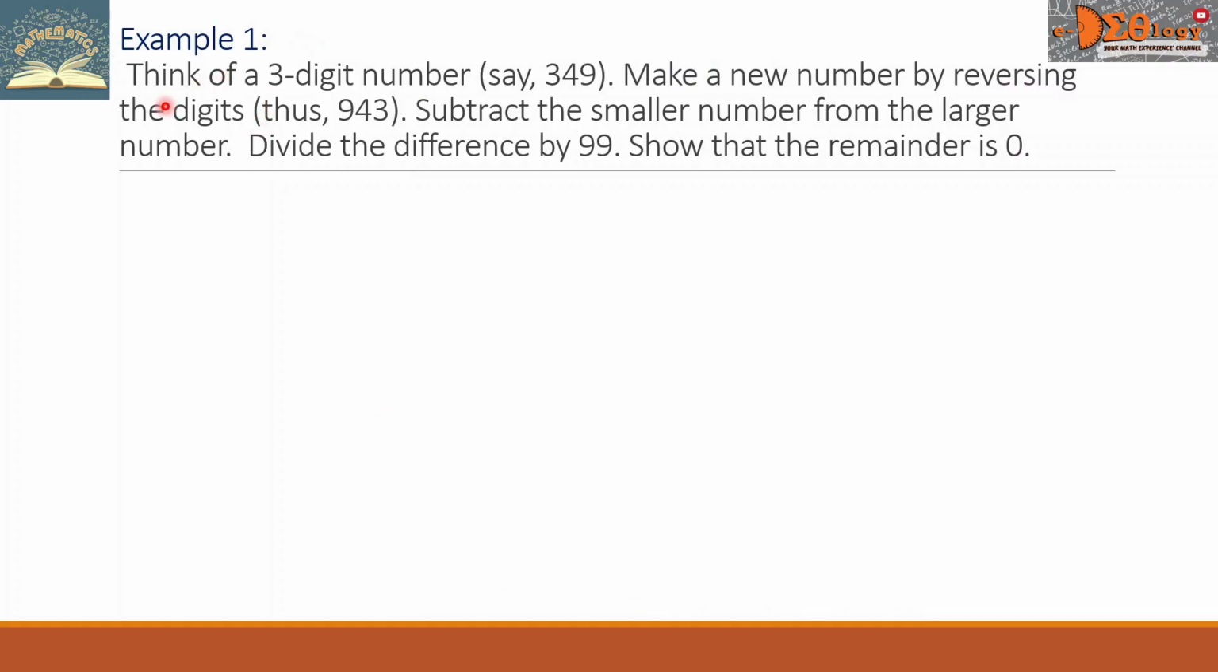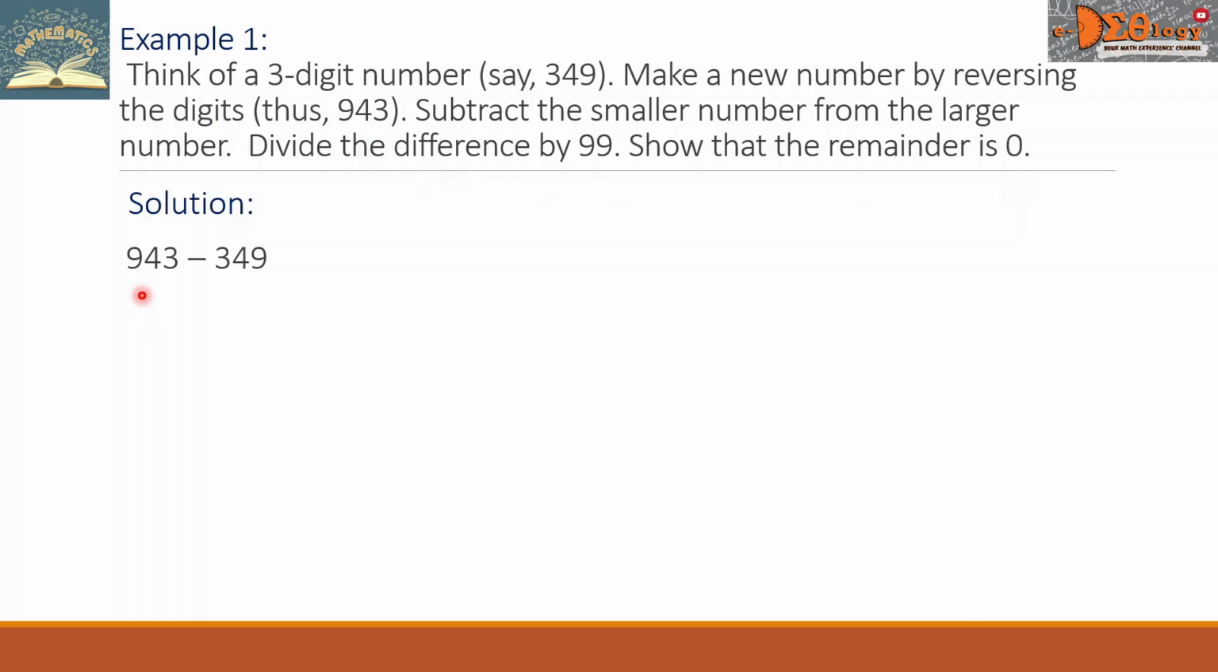Example 1. Think of a 3-digit number. Let's say 349. Make a new number by reversing the digits, so it becomes 943. Subtract the smaller number from the larger number. Divide the difference by 99 and show that the remainder is 0.